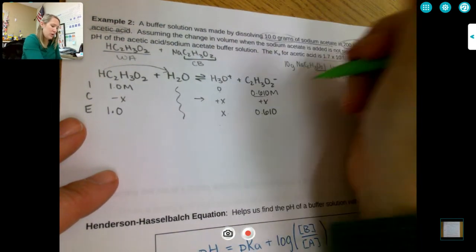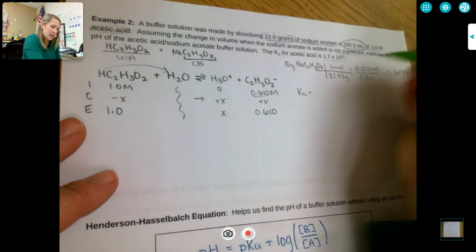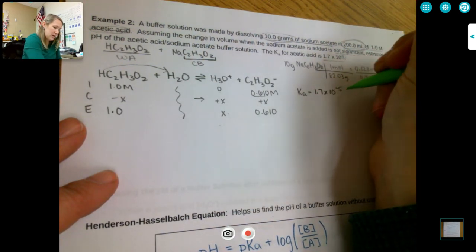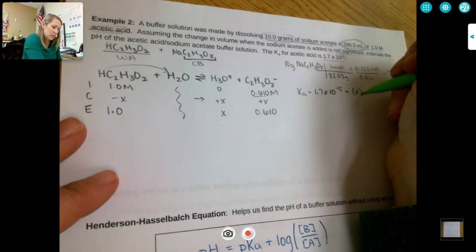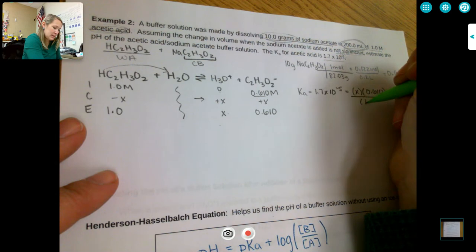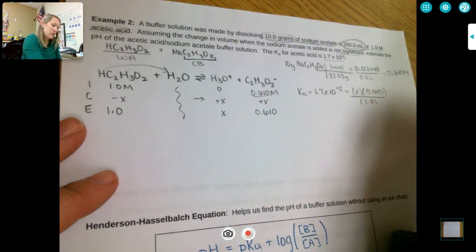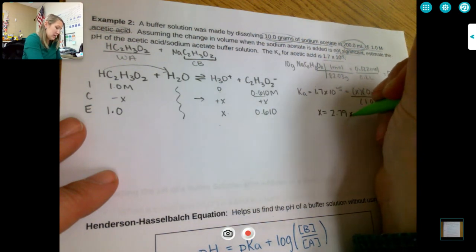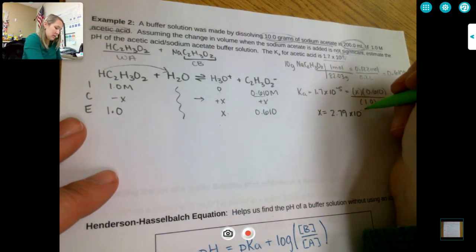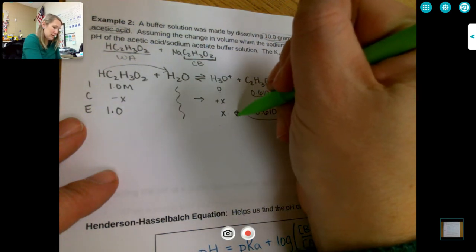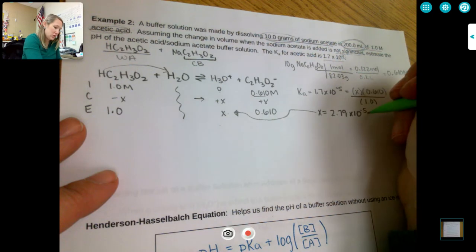All right, we want to solve for X. We know our Ka is 1.7 times 10 to the negative 5, which is equal to my products over my reactants raised to their coefficients, and when I do that, I get X is equal to 2.79 times 10 to the negative 5, which is my hydrogen ion concentration.